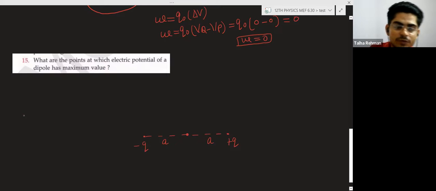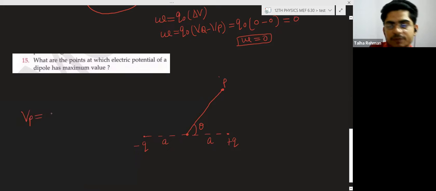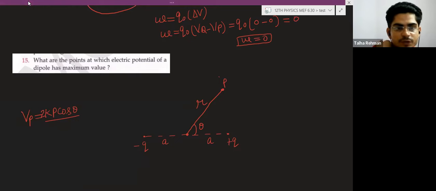So we have a formula for a dipole at a general point, like this is theta and this is point P, and if I want to calculate the value of the potential, then it will be k p cos theta divided by r square. This is the formula now.